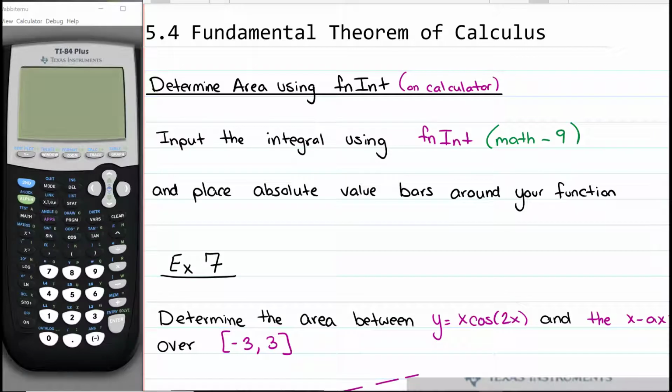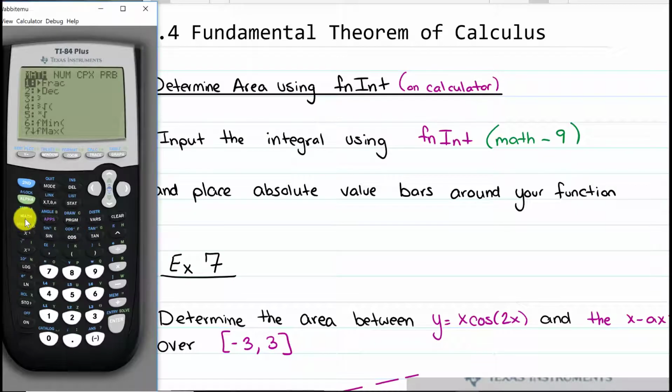Using the definite integral function on a calculator. As we've seen before, we can evaluate definite integrals by using the keys Math 9 on a calculator. If you click Math and then either scroll down or push 9, you'll get your definite integral right here. And we're going to use this to input values to evaluate definite integrals.